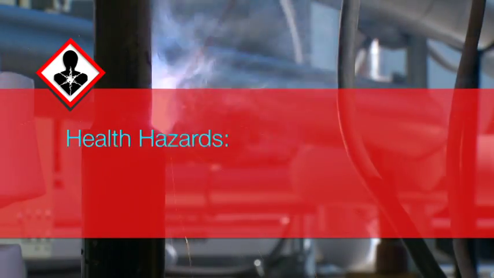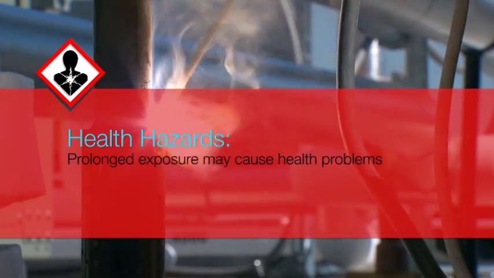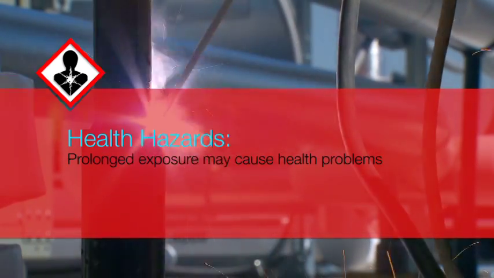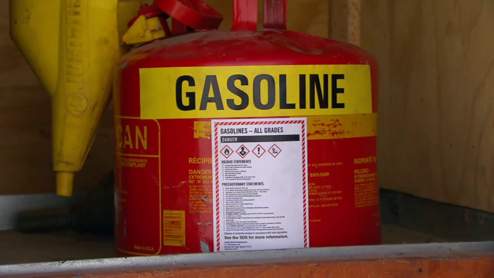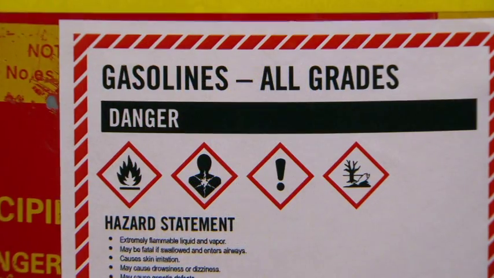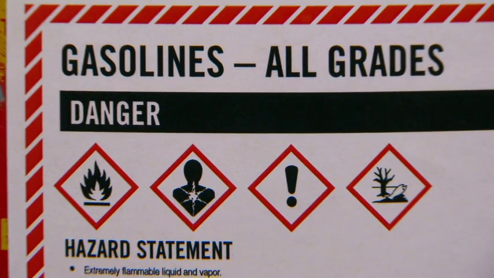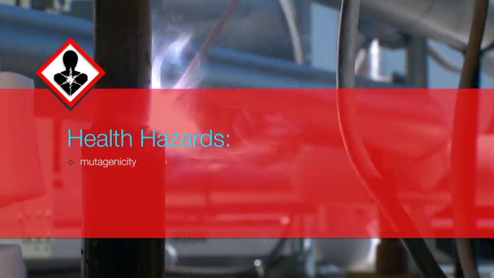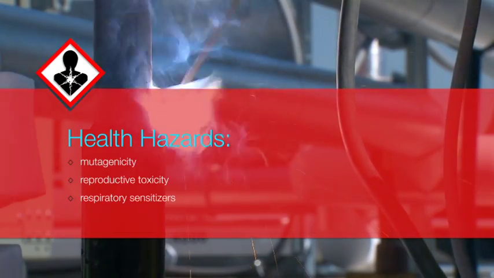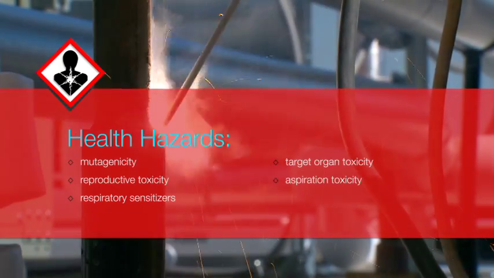The first pictogram is for health hazards. Prolonged exposure to chemicals covered by this pictogram may cause health problems such as cancer and birth defects. An example is gasoline. The benzene ingredient is a known carcinogen. Keep in mind, a single chemical or chemical mixture may have more than one type of hazard and therefore more than one pictogram. This pictogram also covers mutagenicity, reproductive toxicity, respiratory sensitizers, target organ toxicity, and aspiration toxicity.